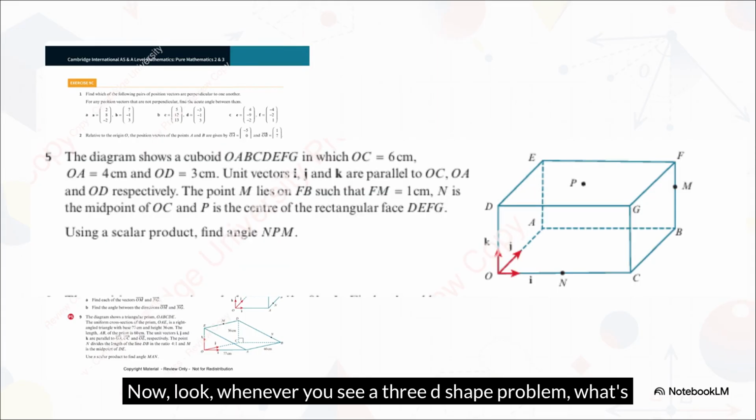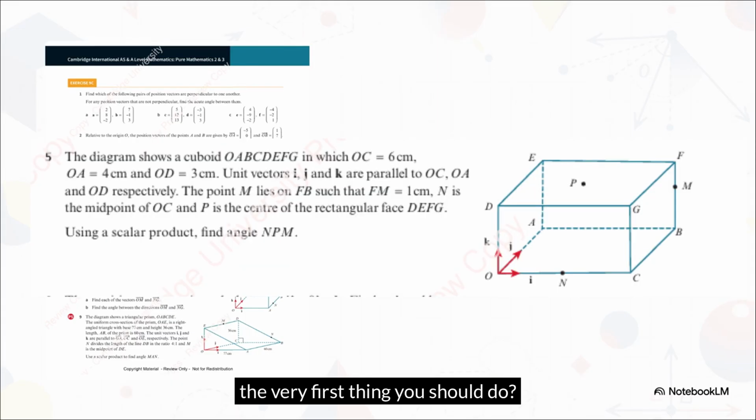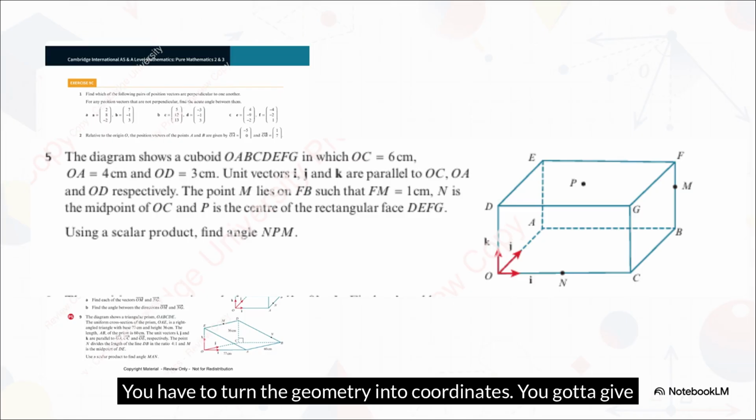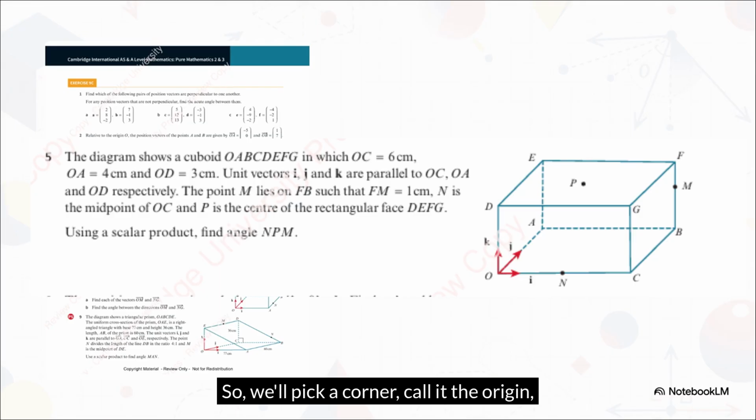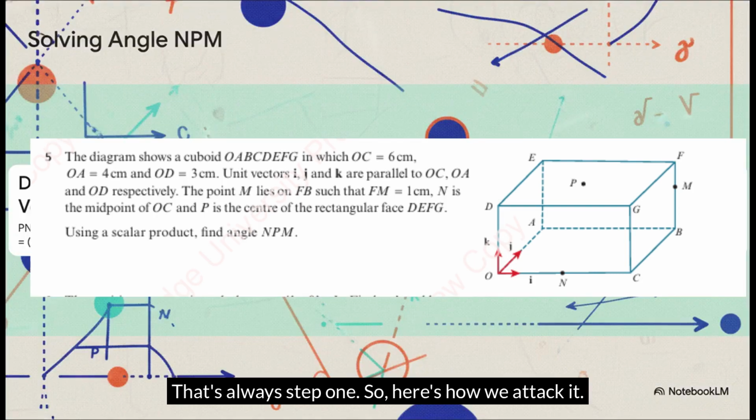Now look, whenever you see a 3D shape problem, what's the very first thing you should do? You have to turn the geometry into coordinates. You've got to give it an address. So we'll pick a corner, call it the origin, and lay down our x, y, and z axes. That's always step 1.